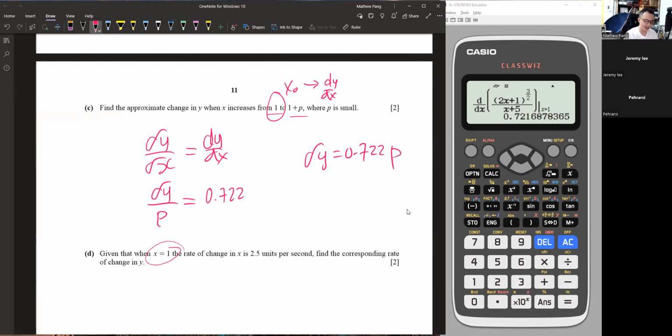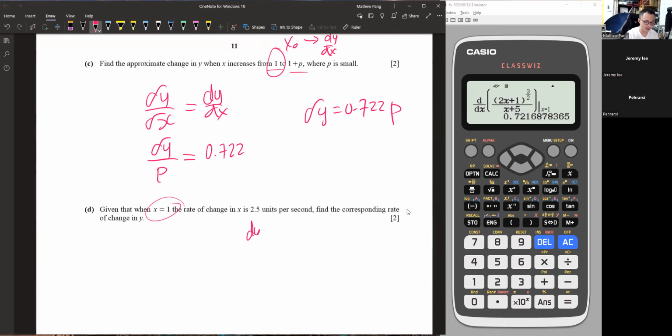Right, you can see that here the use of x equals to 1 means what? I can use back my dy/dx value, which is 0.722, into my rate of change question. So I write it down first. My dy/dx is 0.722 when x equals to 1. Rate of change of x, meaning dx/dt, is 2.5. Find the corresponding rate of change of y.